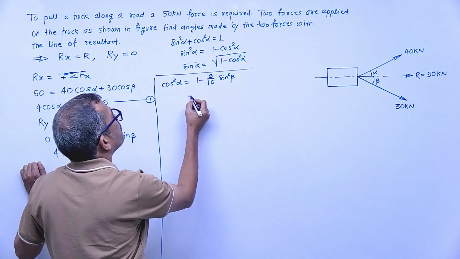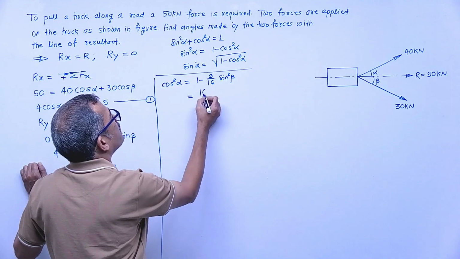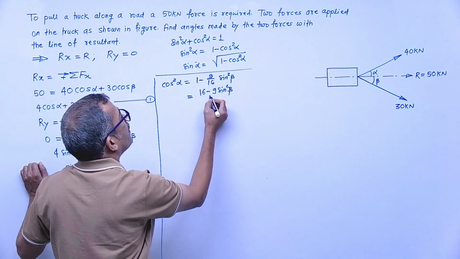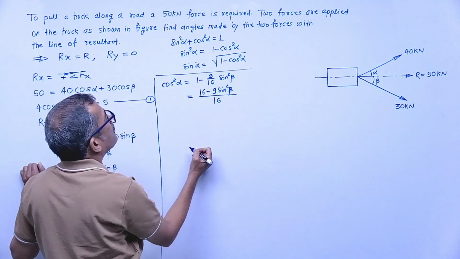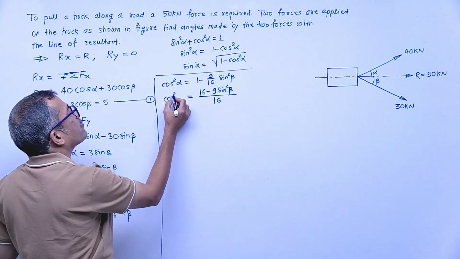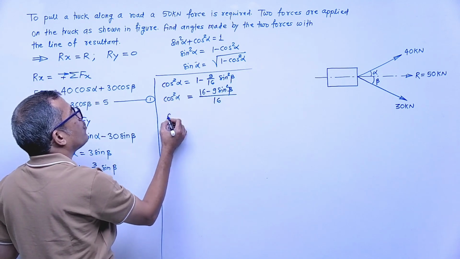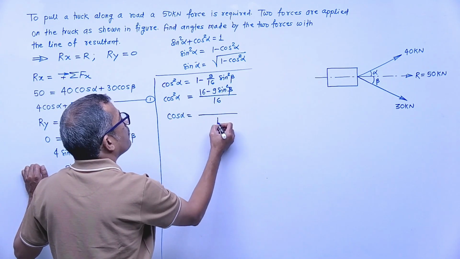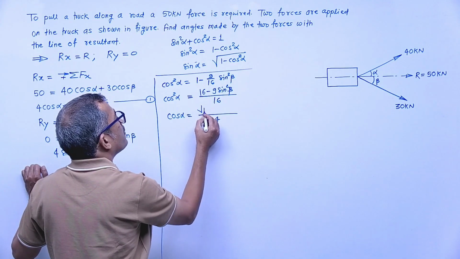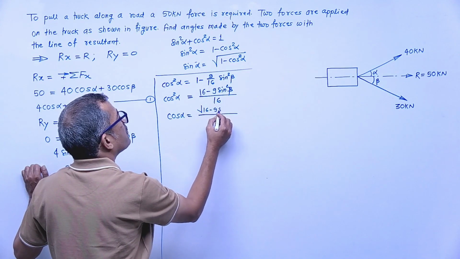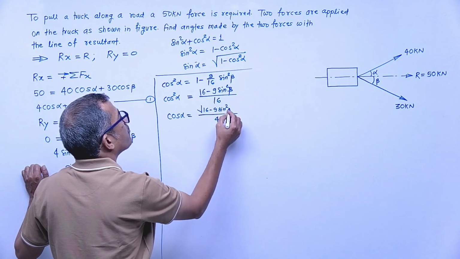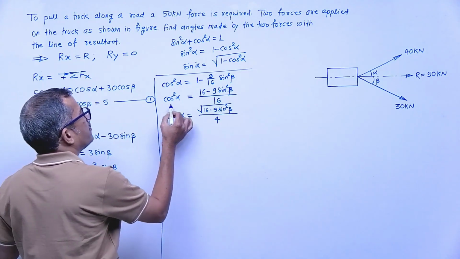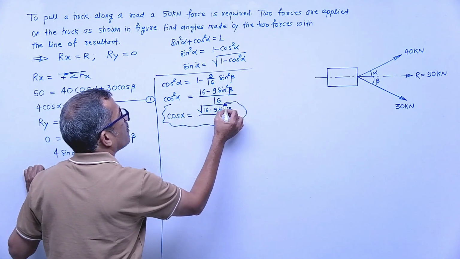Now this one if we simplify, what will we get? 16 minus 9 sin square beta upon 16. This is what? Cos square alpha. If we take root, we will get cos alpha. Cos alpha becomes what? Root of 16 is 4, and this one becomes root of 16 minus 9 sin square beta. This is the value of cos alpha.